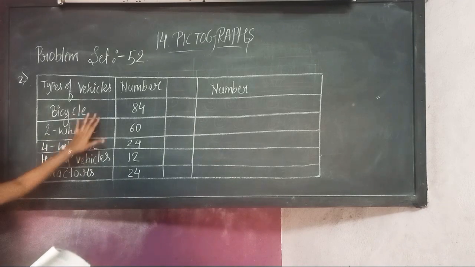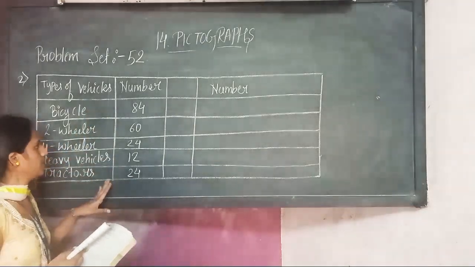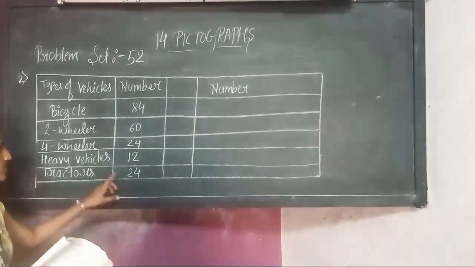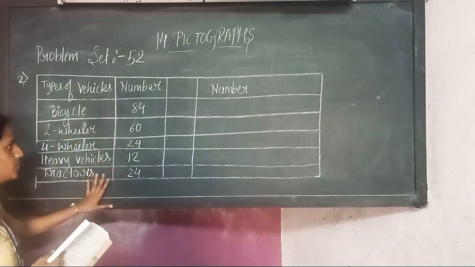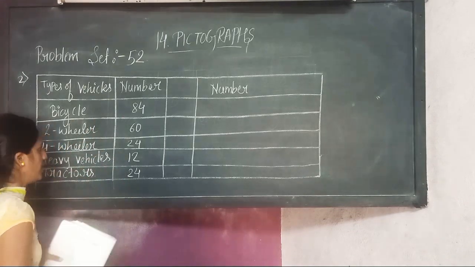Now just find out in which table all these numbers are going. It goes in 12's table, correct. So it is a multiple of 12. We are going to use the table of 12.